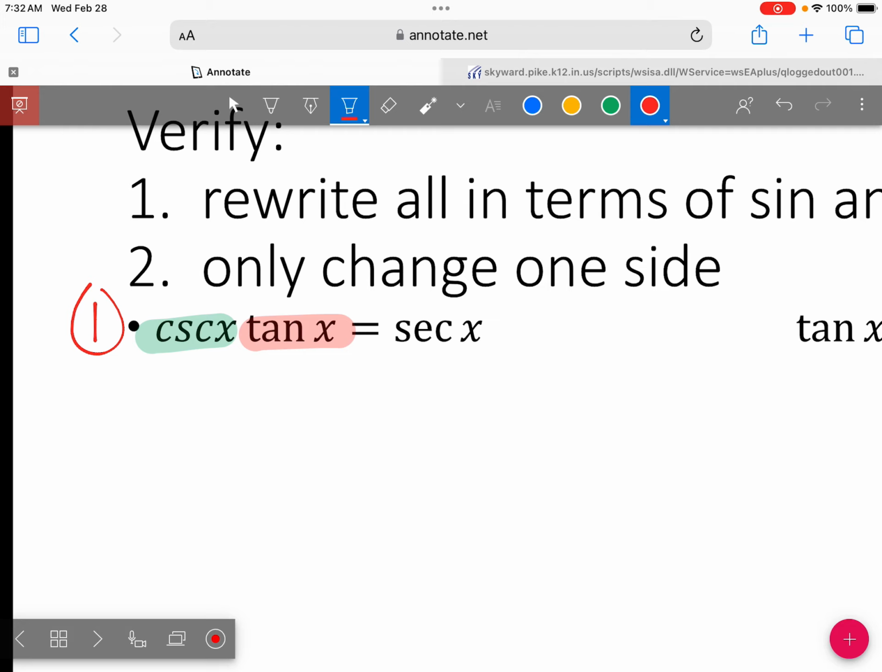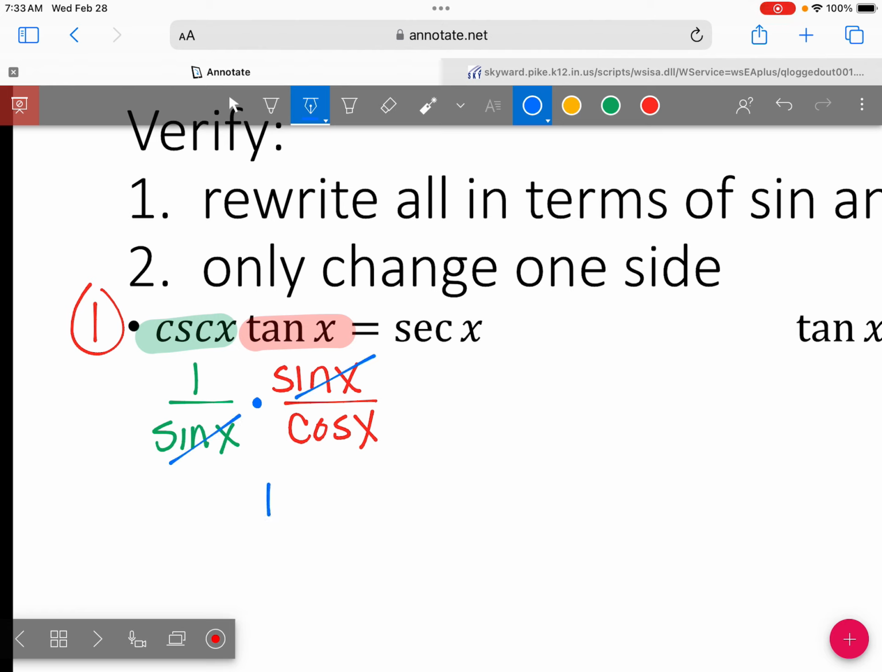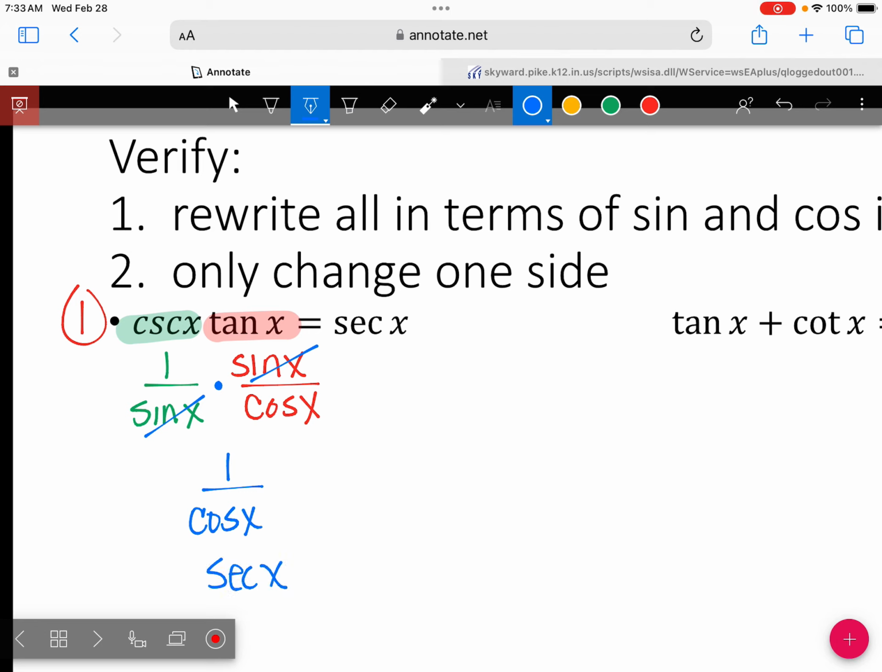So cosecant equals what? How do we rewrite cosecant? 1 over sine. And then how do we rewrite tangent? Sine over cosine. And we know that when I'm multiplying these two fractions, I can cancel out the sine, and I'm left with 1 over cosine. And 1 over cosine equals what? Secant. So that is how you would show me. Secant equals secant. That is what I would be looking for.